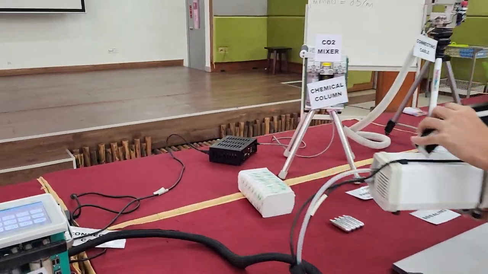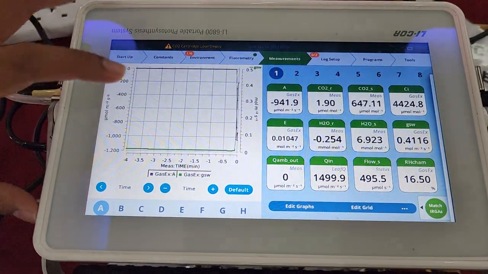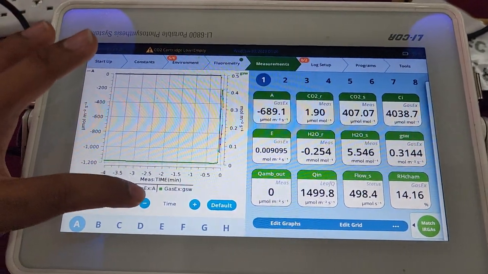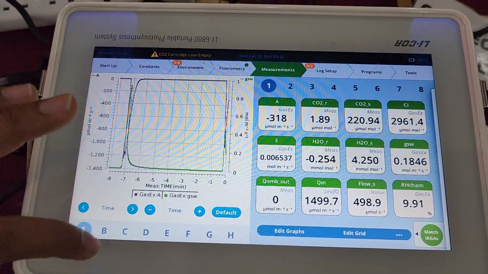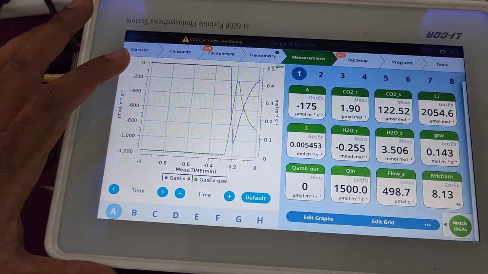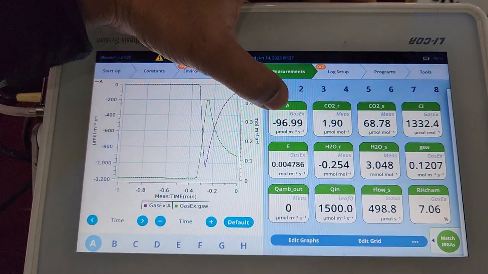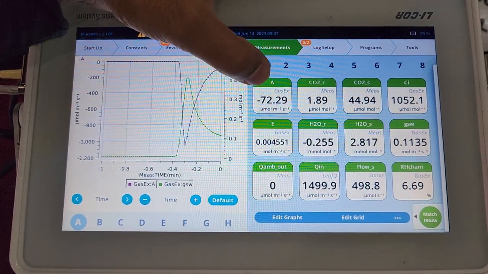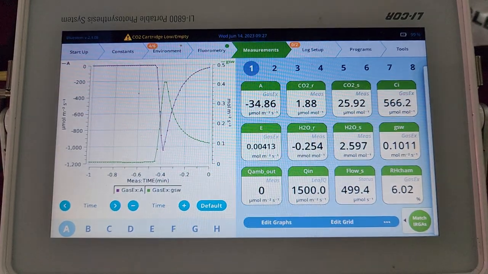Okay, so I just clamped the leaf now. So let's see what happens to the leaf. So we're going to zoom in the graph. So this is the assimilation, okay? A is assimilation, and that is our measure of photosynthesis. Let's see whether this leaf is photosynthesizing or not.